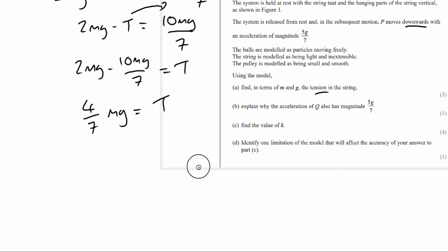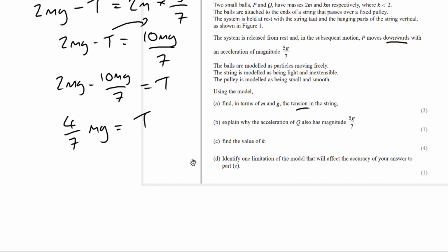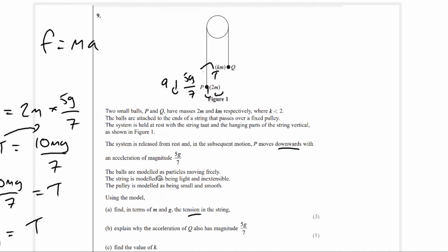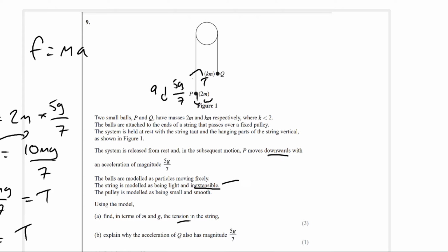The next part of the question: explain why the acceleration of Q also has a magnitude of 5g/7. This is because the string is inextensible. If the string is inextensible, it means that both particles will experience the same acceleration. The string doesn't stretch, so throughout the whole string it will have the same acceleration. In this case, the acceleration of Q is going upwards, not downwards, because it's being pulled upwards, but it will be accelerating with the same magnitude. On this side it's accelerating upwards, on the other side it's accelerating downwards, and that makes sense if you think about it in real life. So that is the reason here.